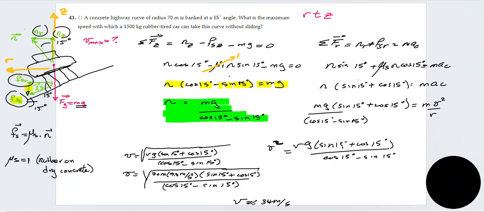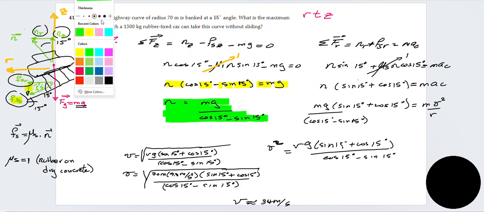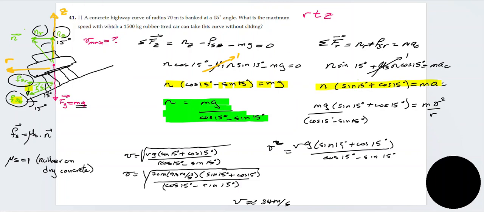So we know, of course, that this mu sub s is 1, based on the information given by the book. We're going to then get a common factor N here. So we say N sine of 15 plus N cosine of 15. It would be N times sine of 15 degrees plus cosine of 15 degrees. And this will be equal to the product of the mass times the centripetal acceleration. That is what we have just in this part.